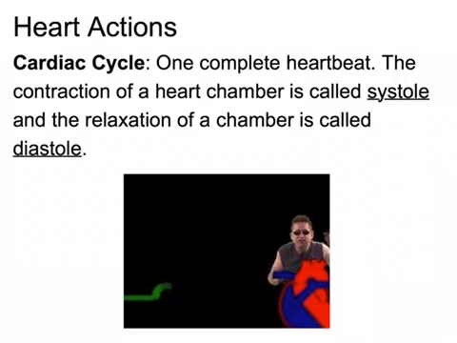So a cardiac cycle is considered one complete heartbeat. The contraction of the heart chamber is called systole, and the relaxation of the chamber is called diastole. So, contracting of the heart, systole; relaxation of the heart, diastole.